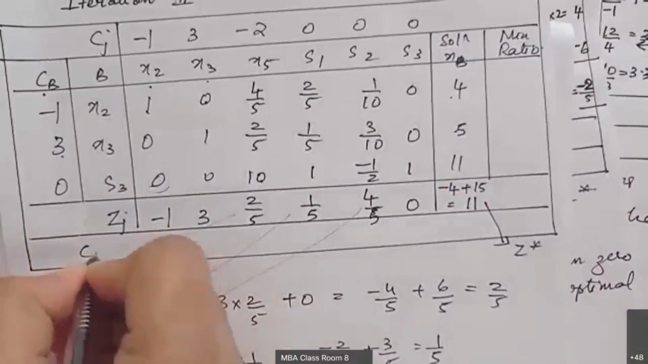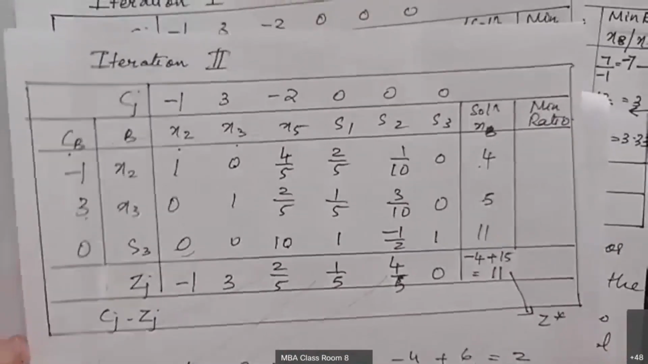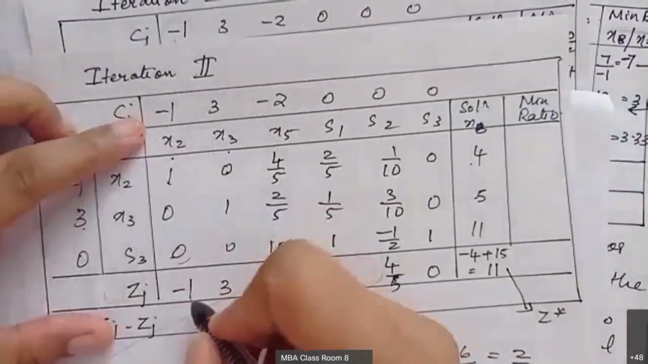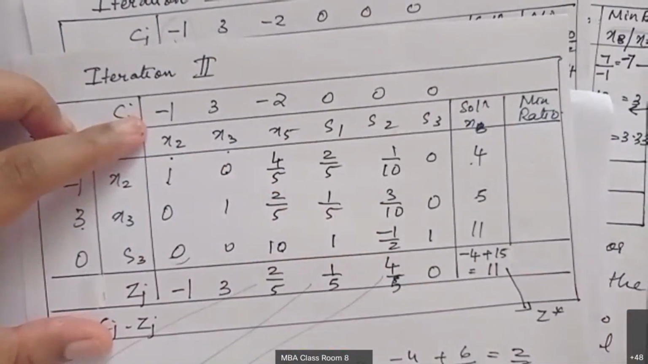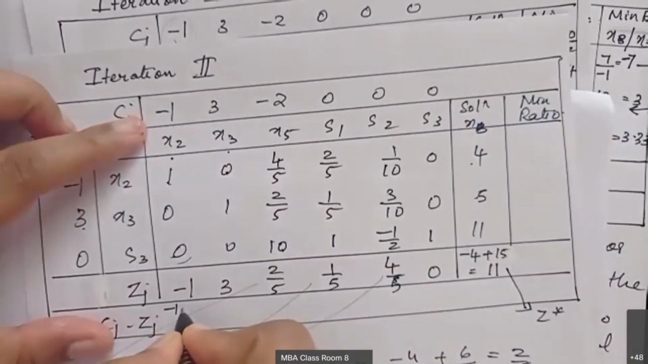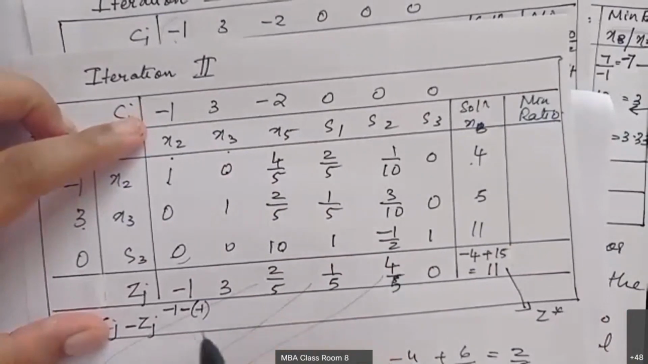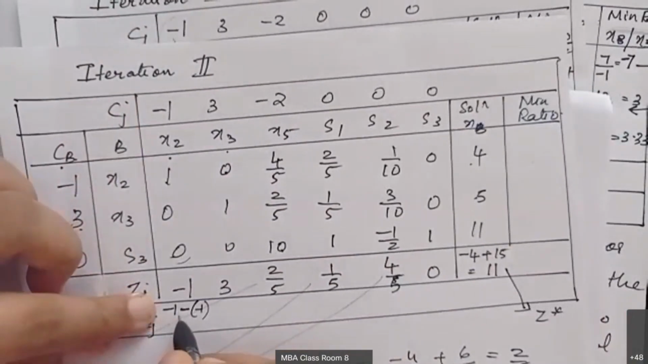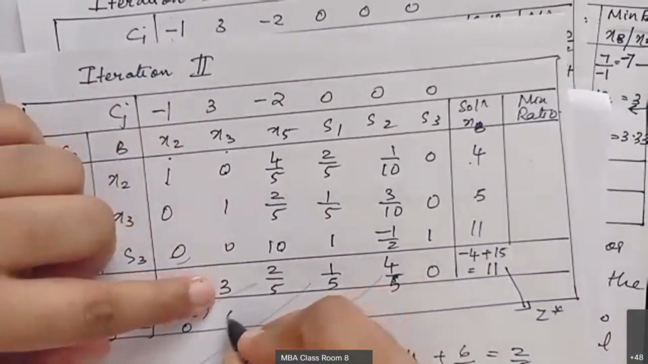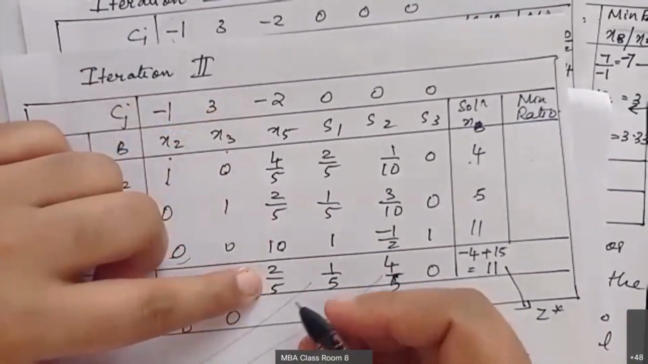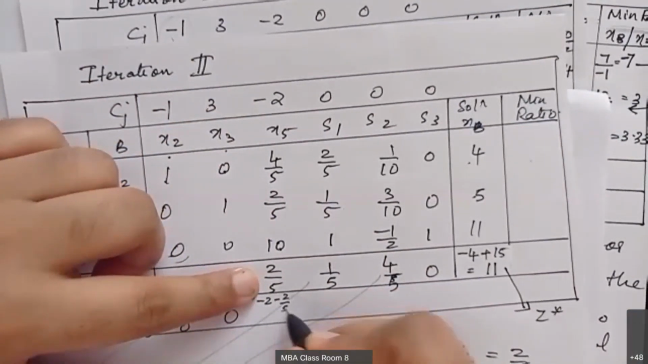Now next one, Cj minus Zj, since we need to calculate the optimality. We need to check the optimality. Okay, so this is Cj, this is Zj. 1 minus of minus 0. What is the value? Minus 1 minus of minus 1. Okay, minus of minus 1. So what is this? Minus 1 plus 1, which is 0. Okay, now 3 minus 3, 0, minus 2 minus 2 by 5. What is the value? Minus 2 minus 2 by 5.